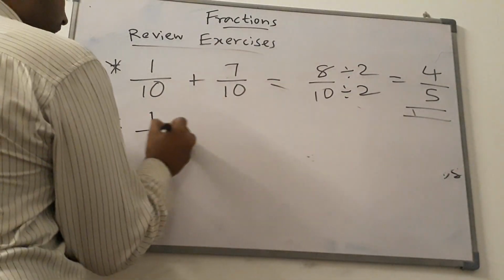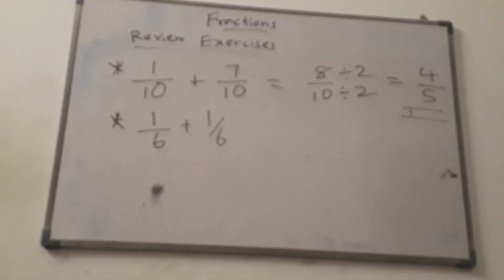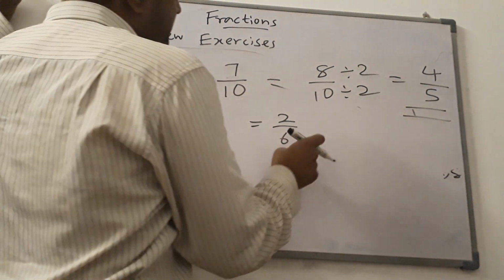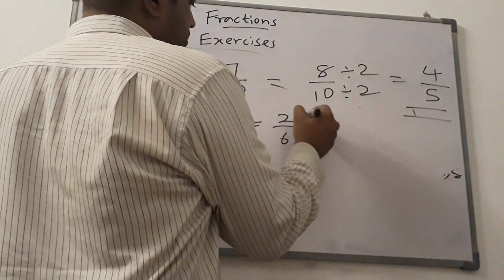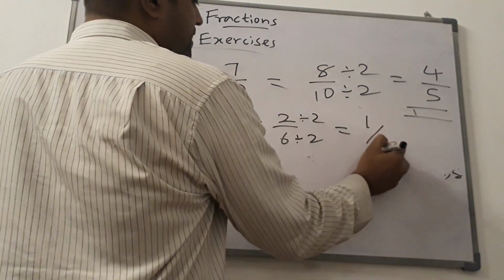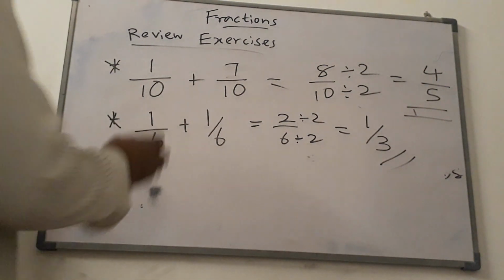Suppose this sum: 1 out of 6 plus 1 out of 6. The answer is 2 out of 6. Is this the final answer? 2 is a factor of both 2 and 6. So we can divide both by 2. 2 divided by 2 is 1, 6 divided by 2 is 3. So 1/3 is the most correct answer. We will do more sums on this.